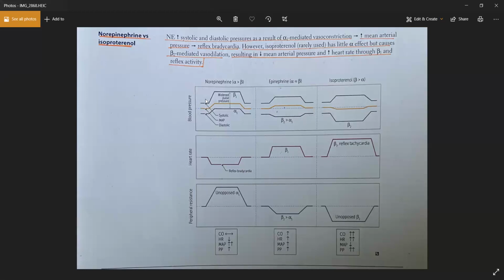But this systolic blood pressure is not as high as with norepinephrine. Why? Because it is just because of the beta 1 receptors, the increase in the heart rate and the increase in the cardiac output, and because you're getting the vasodilation. So this systolic blood pressure would not rise as much as in the case of norepinephrine, because you're having the vasodilation along with the high heart rate and high cardiac output.